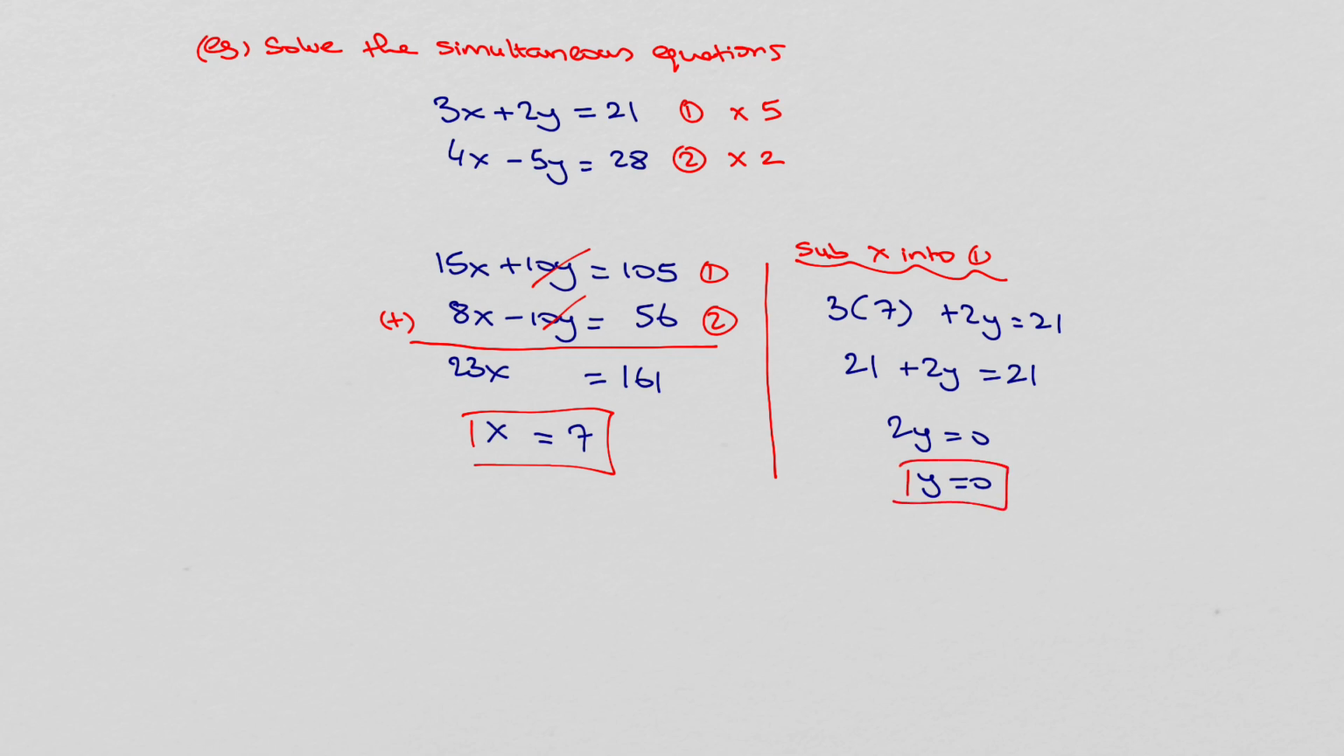So if we were looking at coordinate geometry of the line, we would therefore say that the point of intersection of the lines is (7, 0). This is not necessary if you're doing an algebra question where you're just asked to find the values of x and y. We would just keep it as x equals 7 and y equals 0.